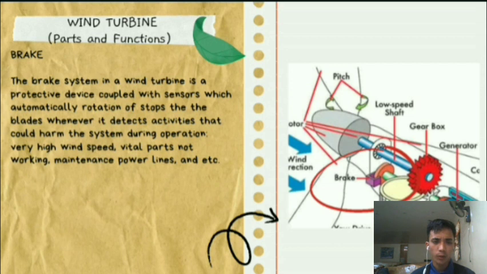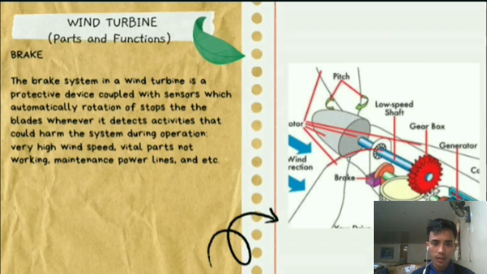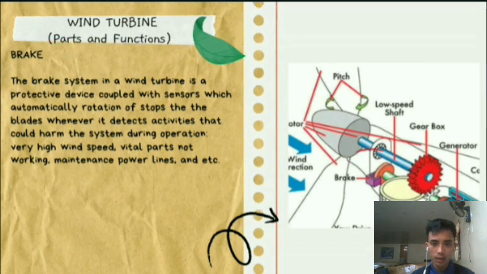Ano po yung rotor brake? Rotor brake is applied directly to the turbine blades or rotor to stop them from turning. This brake is engaged during maintenance activities or in response to certain wind conditions to prevent the turbine from spinning too fast and causing damage. The rotor brake can be hydraulic, mechanical, or electric depending on the turbine design.